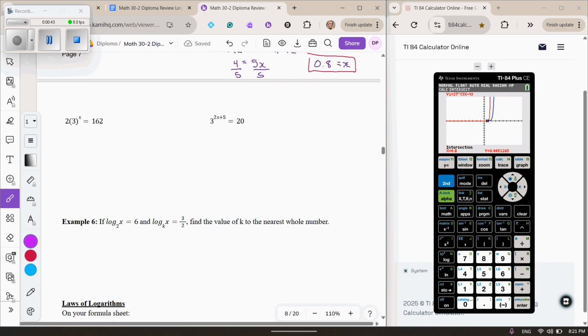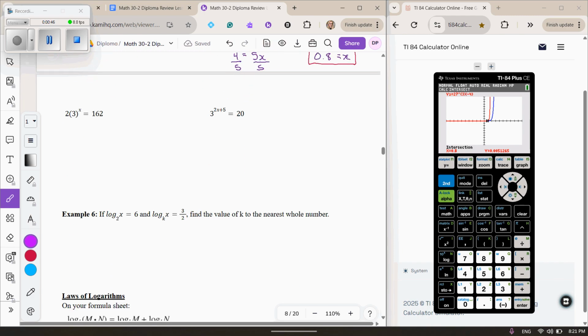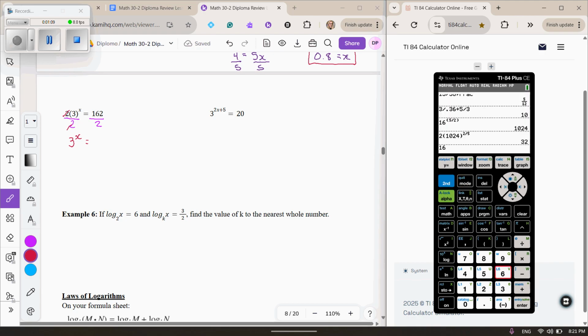For this one, we have to do that first step of isolating the base first. That means we need to get 3 to the power of x by itself by dividing both sides by 2. When I divide both sides by 2, the 2's on the left-hand side cancel each other out, and we're left with 3 to the power of x. On the right-hand side, I have 162 divided by 2, so that is 81.